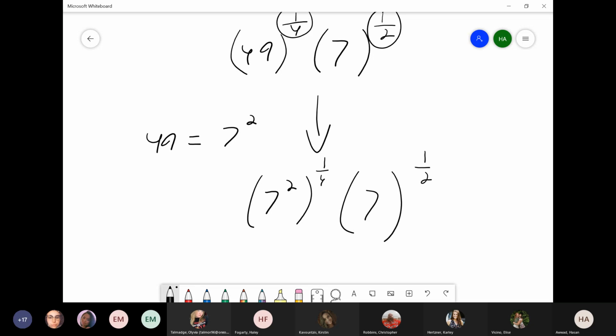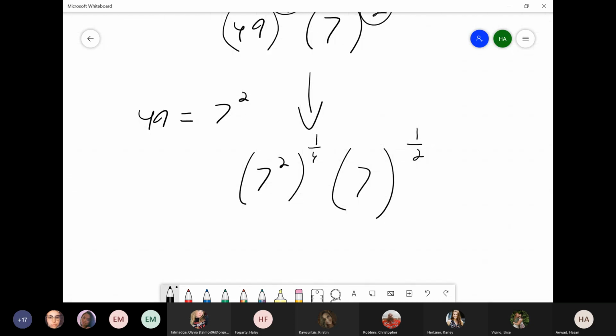Okay, so now this comes back down to our original exponent rules. What do you do when you have a base raised to an exponent raised to a second exponent? How do we handle this situation right here?